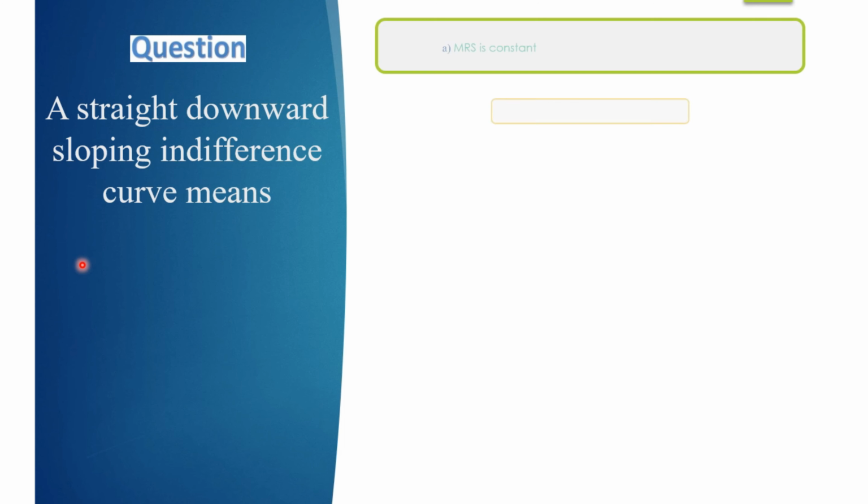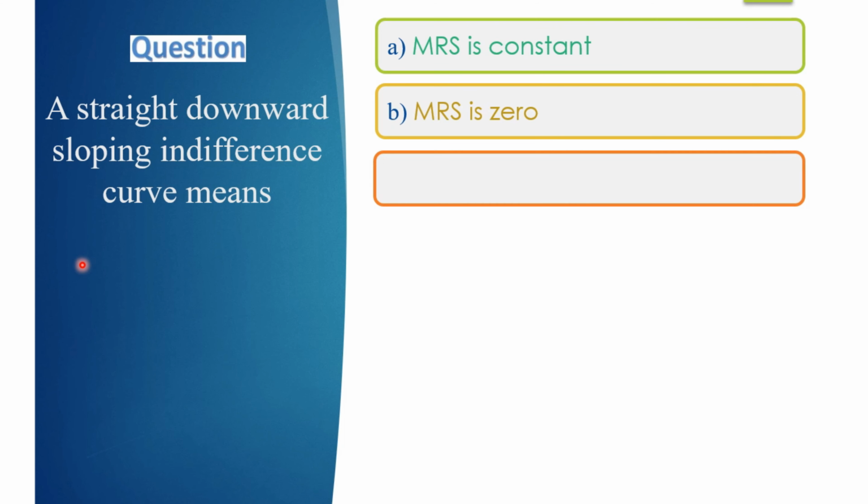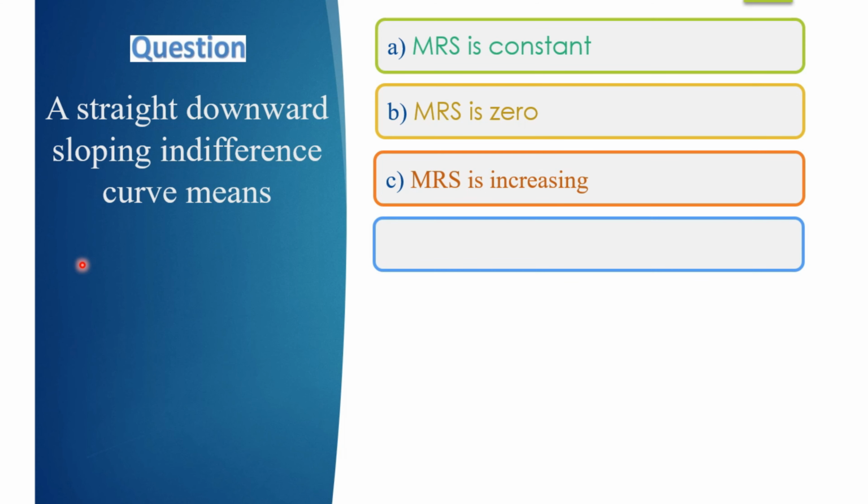Option number 1, MRS is constant. Option number 2, MRS is 0. Option number 3, MRS is increasing. Option number 4, MRS is decreasing. And the correct answer for this question is option number 1, MRS is constant.